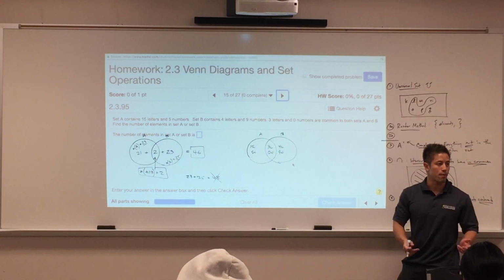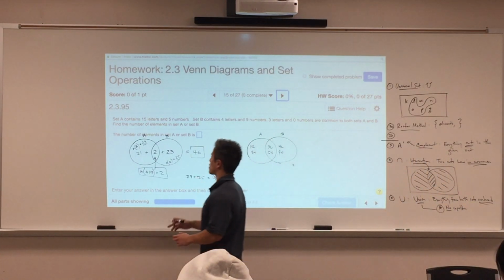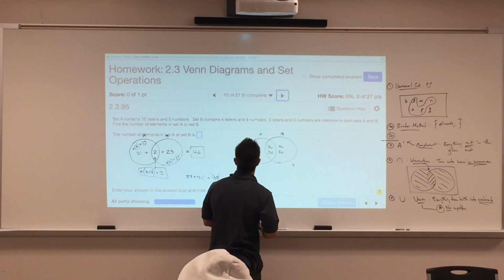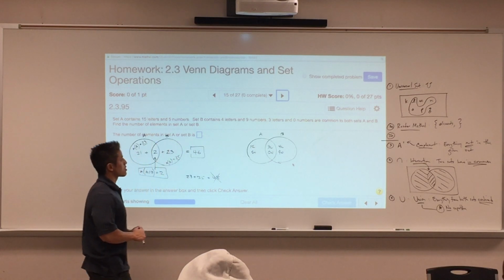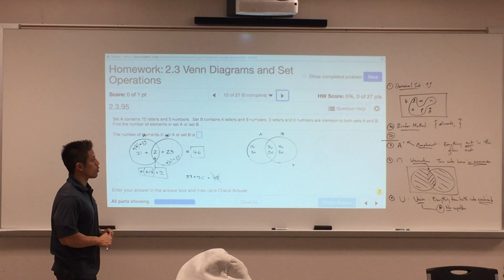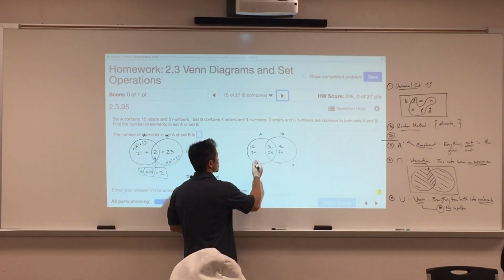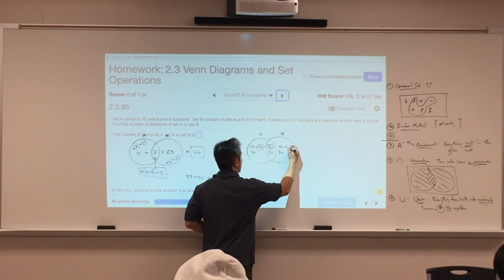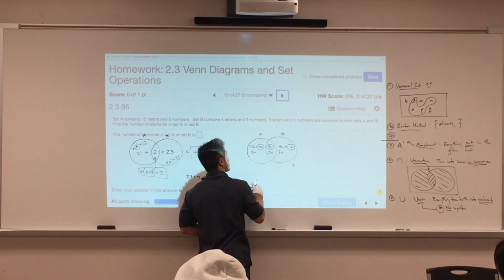3 letters and no numbers are common to those 2 sets. You can kind of see what's about to happen, right? We're going to do what we just did last time. Find the number of elements in set A or set B. Okay, so let's take a look. First and foremost, if there's 3 letters here, that means this has to go to 12 letters. That's how many are in this spot, because we have to subtract by 3.